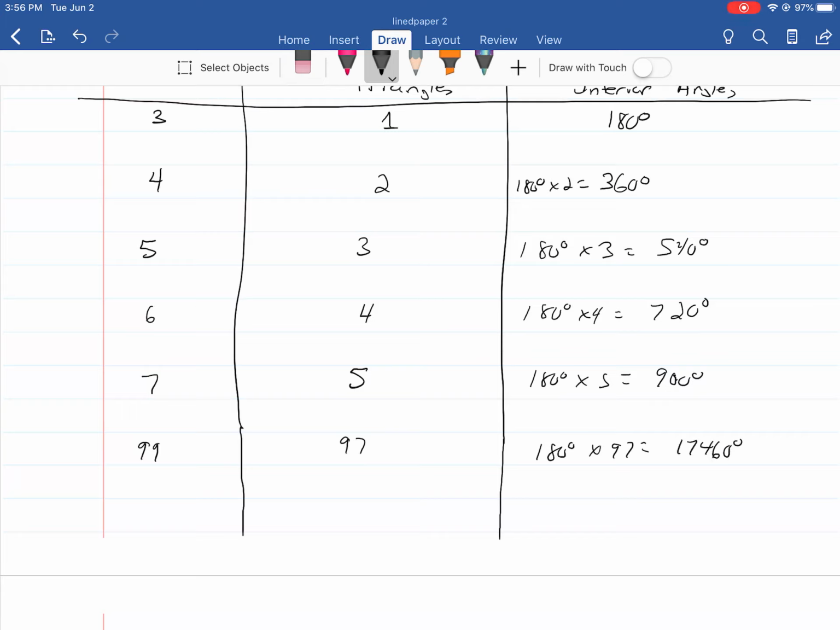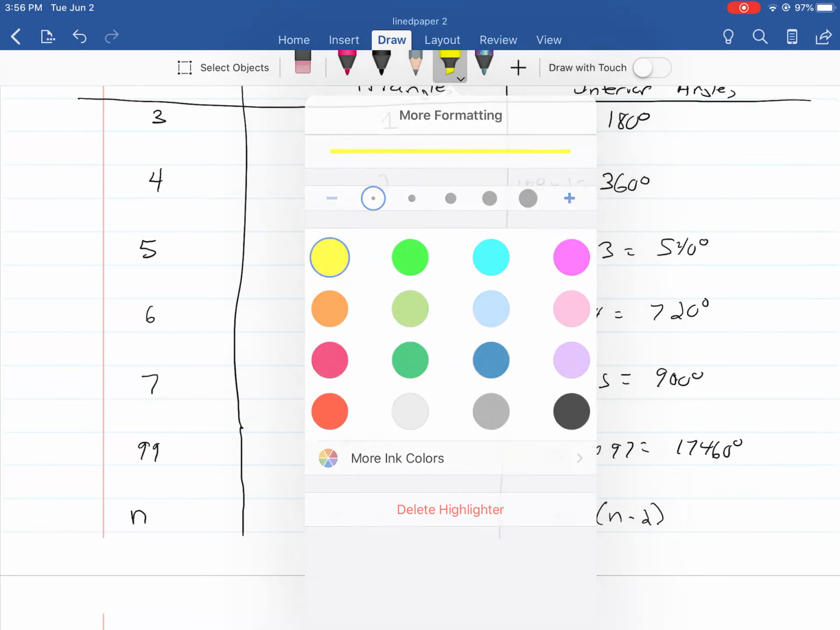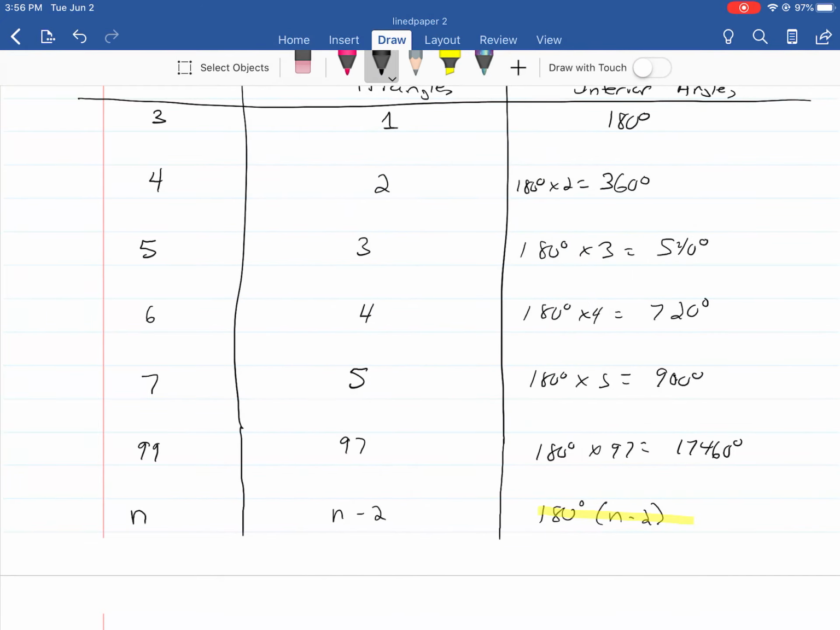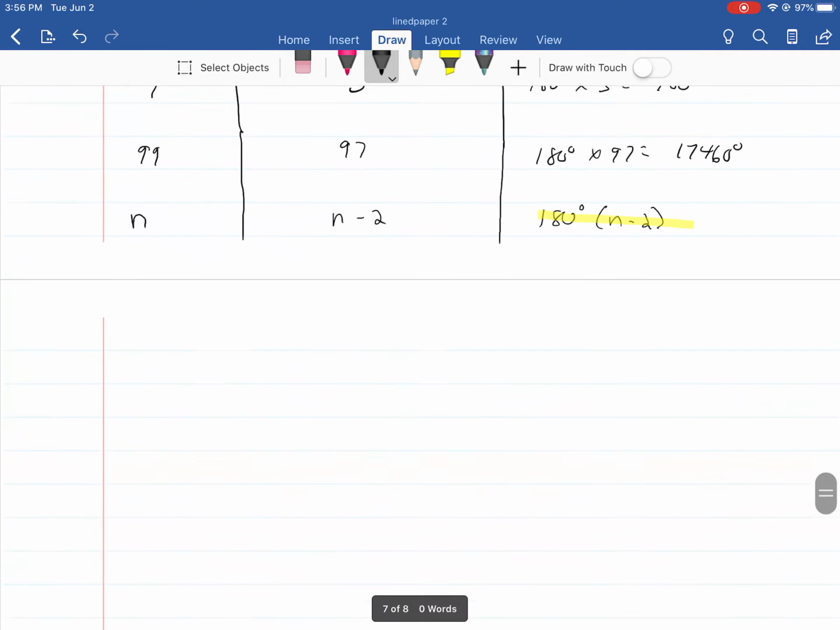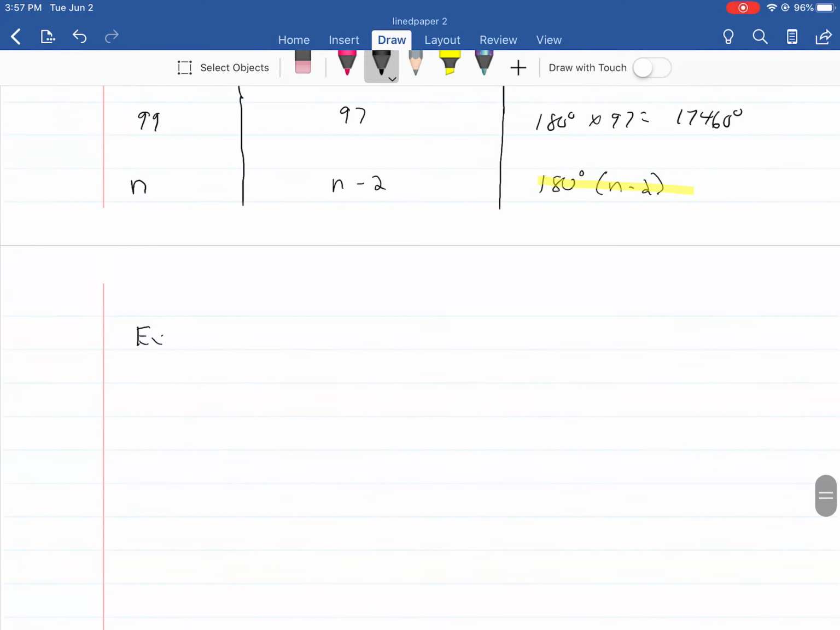So are we going to do 99-sided figures? No, but just to get the idea that we can do any number we want. In fact, we can make a formula. We can say for any shape with n sides, there will be n minus 2 triangles, and if we want the sum of the interior angles, we can just take 180 and multiply it by that n minus 2. So now we can do any number of sides with just using this formula here. So that formula is very worth copying down on a study sheet and memorizing, because we're going to use that. 2 quick examples, and then we're done for the day. Here's the first example.